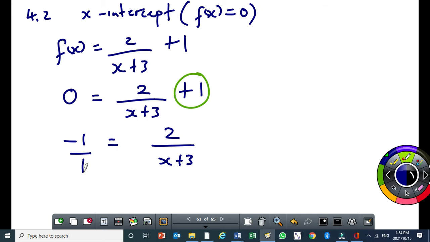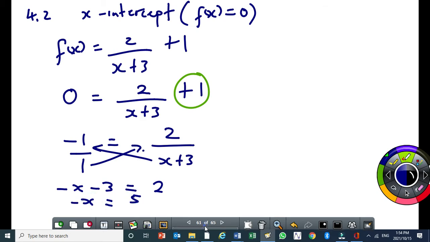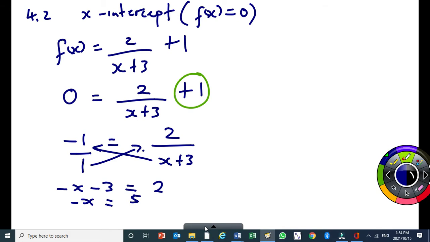Therefore, cross multiply. So 1 multiplies the 2. This negative 1 multiplies both the x and the positive 3. So you get minus x minus 3 equal to positive 2. If you simplify this, you get minus x equal to positive 5. Since the coefficient of x here is negative, it means that the answer for x is going to be negative 5. Right? So if you did the question, you mark your way.